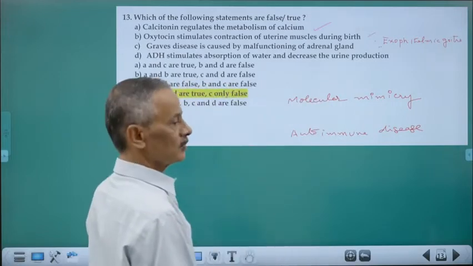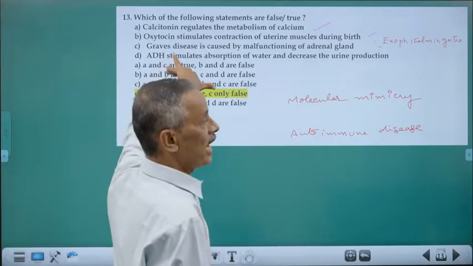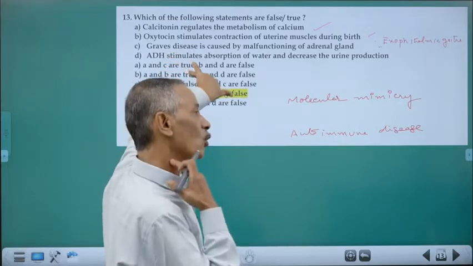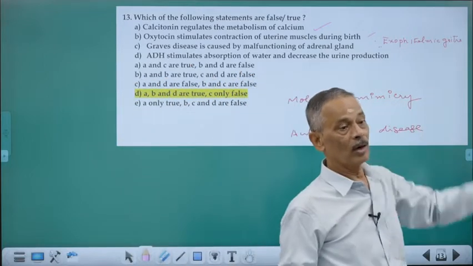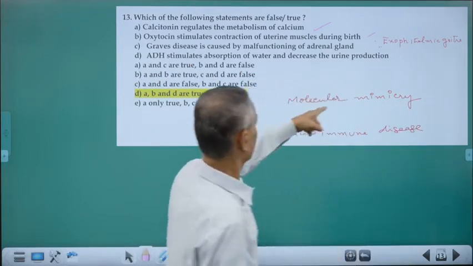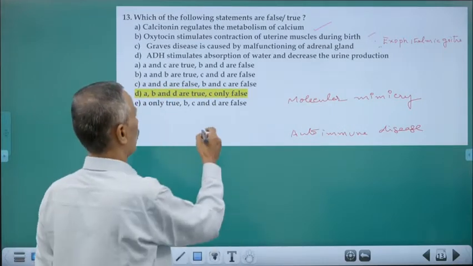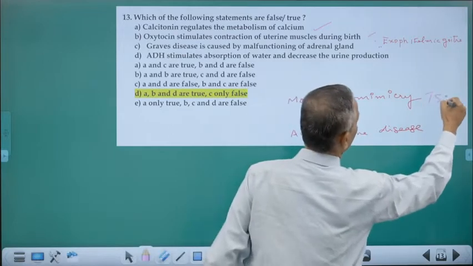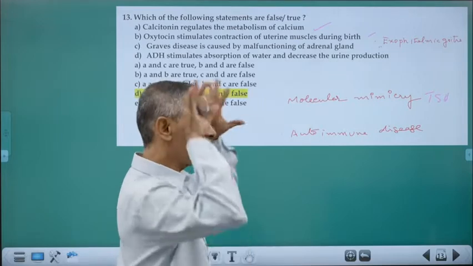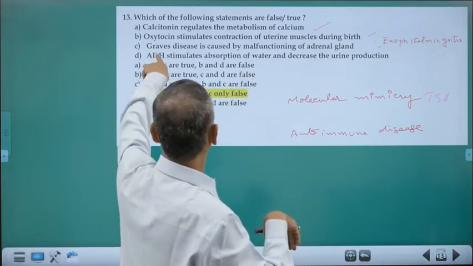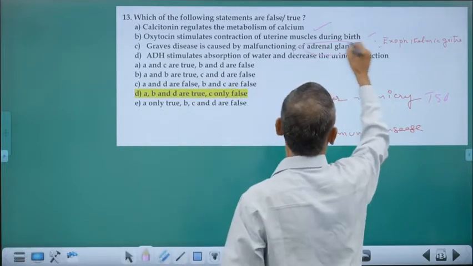Graves' disease, because of the hypersecretion of the thyroid. It is actually an autoimmune disease where our own antibodies are mimicking. It's a case of molecular mimicry. Our antibodies are mimicking thyroid stimulating hormone, TSH, so that the thyroid is made to produce more thyroxine that will cause exophthalmic goiter. So, Graves' disease is caused by malfunctioning of the adrenal gland. That is wrong.